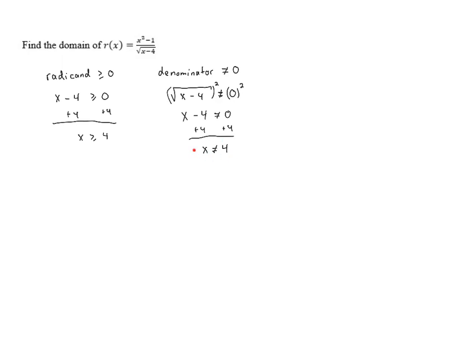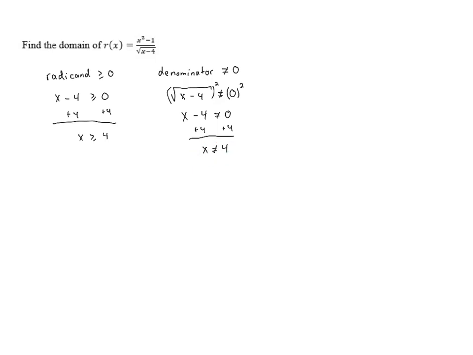The reason we have this restriction is because if x was 4, then we would have 4 minus 4, which is 0, and the square root of 0 is 0, so we would have a 0 in the denominator. So we have these two restrictions. x has to be greater than or equal to 4, but also x cannot be equal to 4.